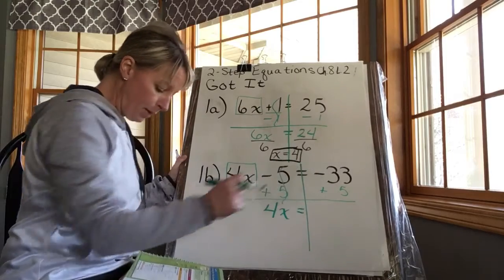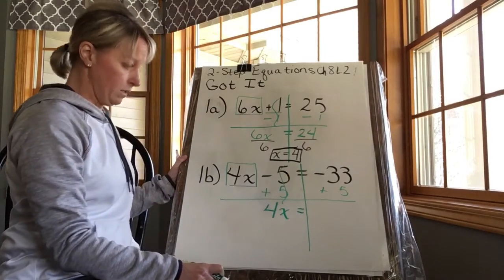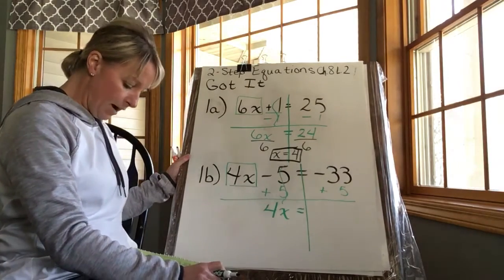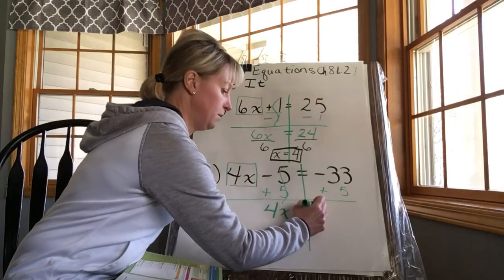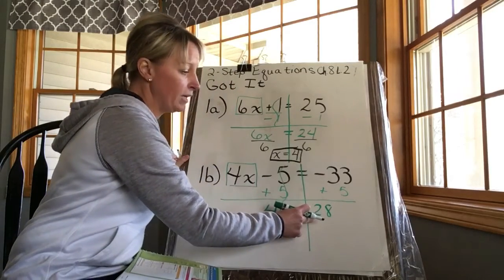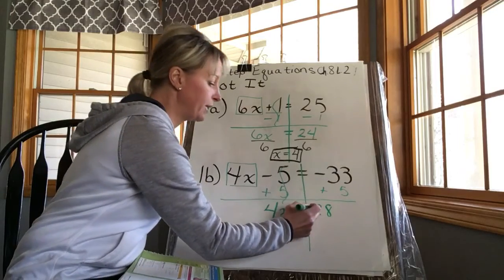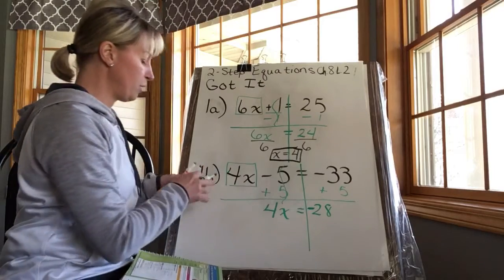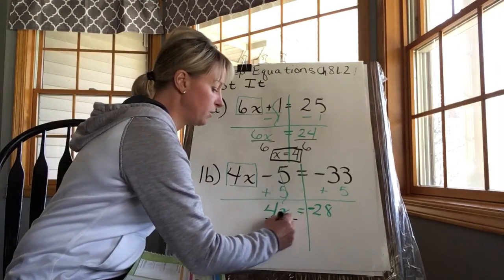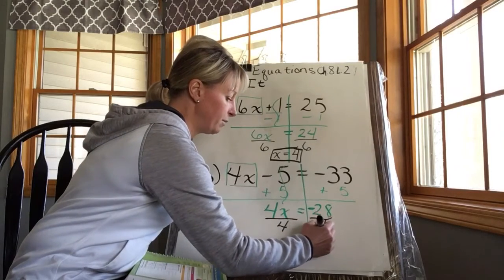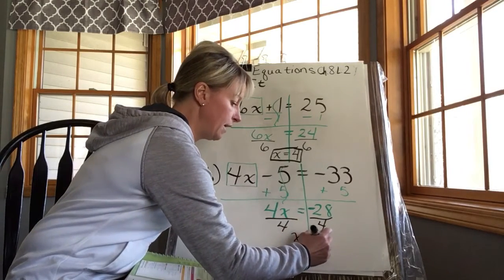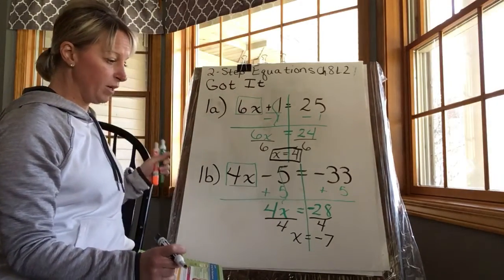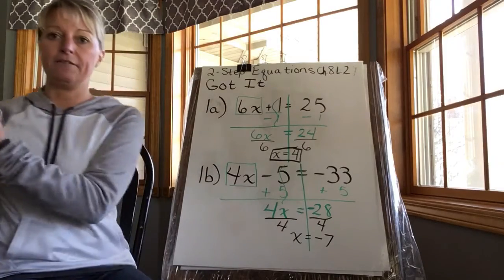And if I have a negative and a positive, what am I going to do? I am going to subtract, right? So 33 minus 5 is 28. But what did I forget to do? Right, you have to bring down that negative sign because it is the greater value. So then to finish solving the problem, this is multiplication, so I'm going to divide by 4. Divide by 4, so x equals negative 7, because a negative divided by a positive is a negative. So your final answer should have been x equals negative 7.